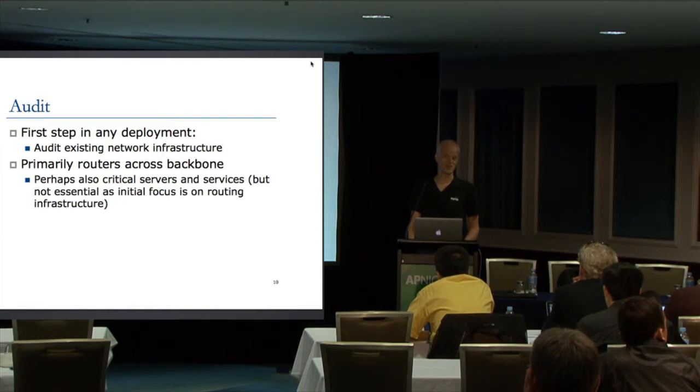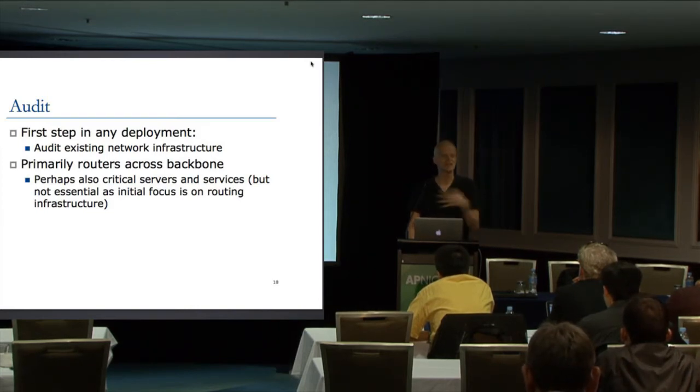You really want to look at the routers. Anything else doesn't really matter. It's the routers that you're after. Maybe critical servers and services, but no, I'm just trying to focus on the routers first, because if you're not able to move v6 packets across your network, your DNS server is not going to be able to do much on v6 either. So let's just focus on the routers themselves.